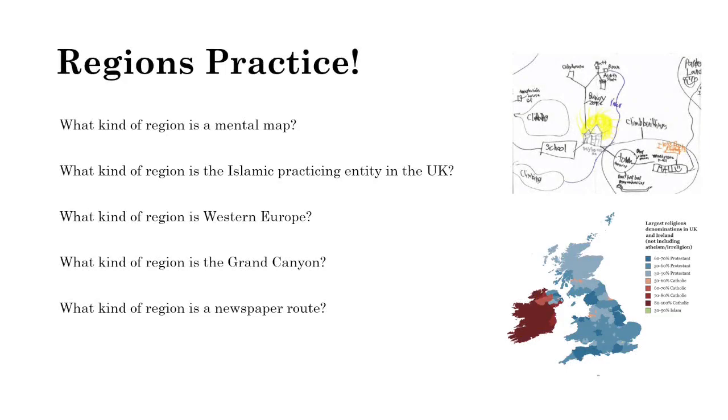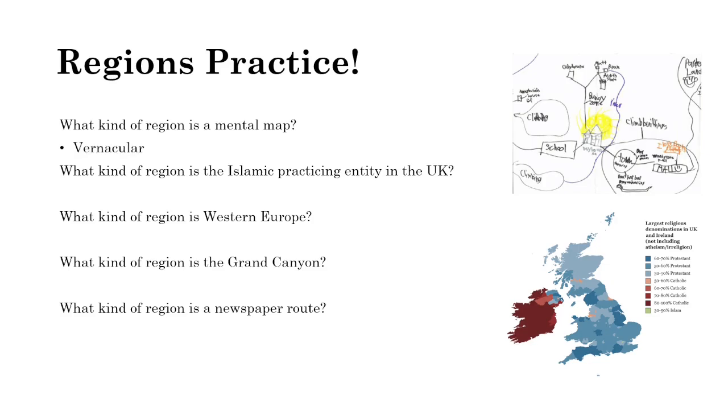Let's do some region practice. What kind of region is a mental map? A mental map here is shown on the side. It's a map you create just using your mind, your mental capacity. So using what you know, you can create a mental map on how to get to school. But this is going to vary from person to person. So this is a vernacular region.